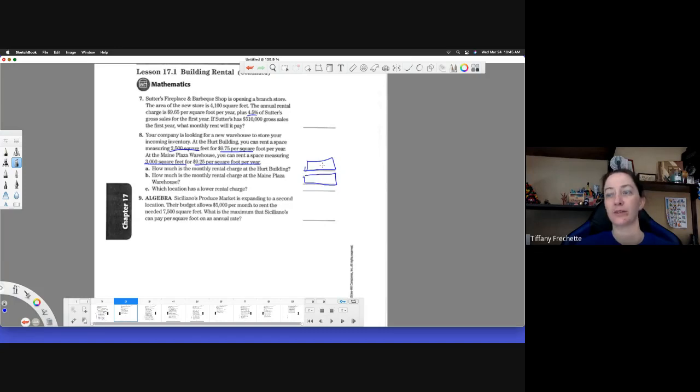So then once you have your two amounts here, you just have to decide which one's cheaper, which one should I go with. It's not always just about the cost. Usually it has to do with location, where you want your building to be. But if you're looking at this just based on cost, which one is the better price? That's what they're asking you to do. So you just have to decide, are you going to go with Hurt building or are you going to go with Main Plaza? All right, let's look at the algebra problem.